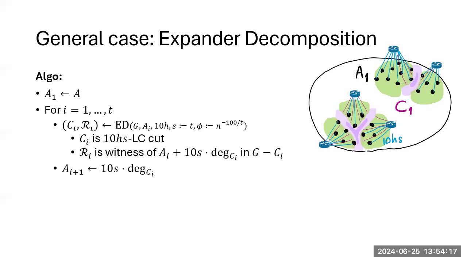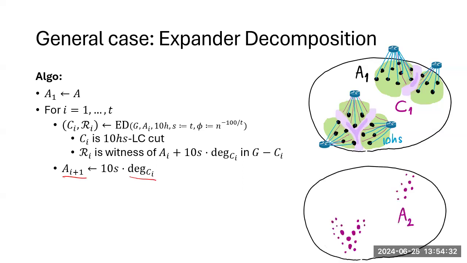So what you do next is the natural thing to do. Just set AI plus 1 to be basically the degree profile of the cut. So the A2 here is just basically if there are a lot of cuts here, then the node weighting here is big. If there are not too many cuts here, then the node weighting is small. So this is A2. The 10S here is for technical reason, but you should maybe ignore.